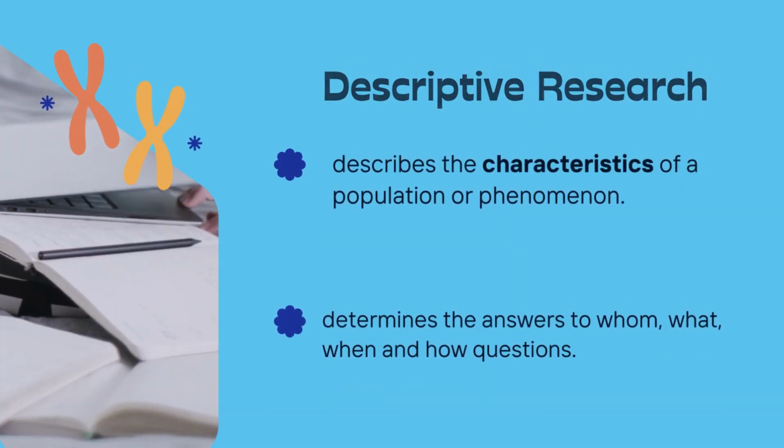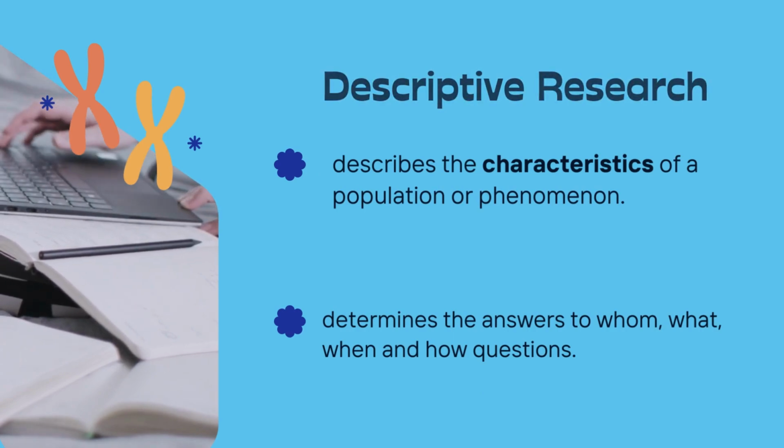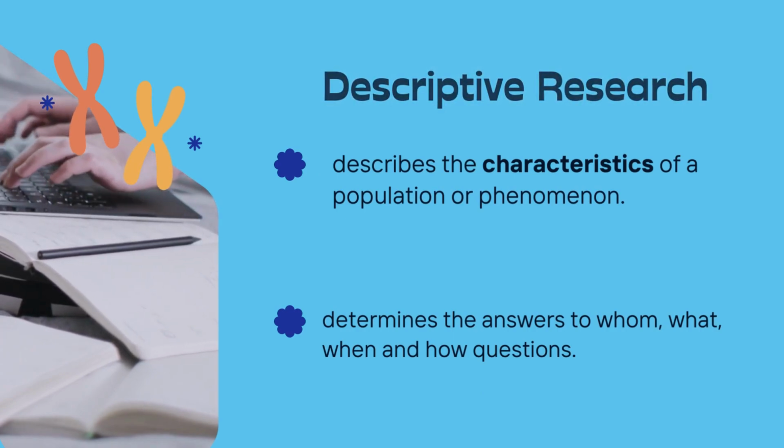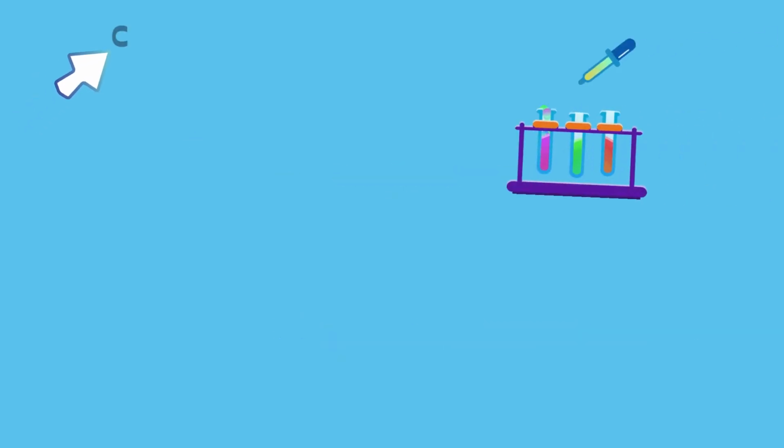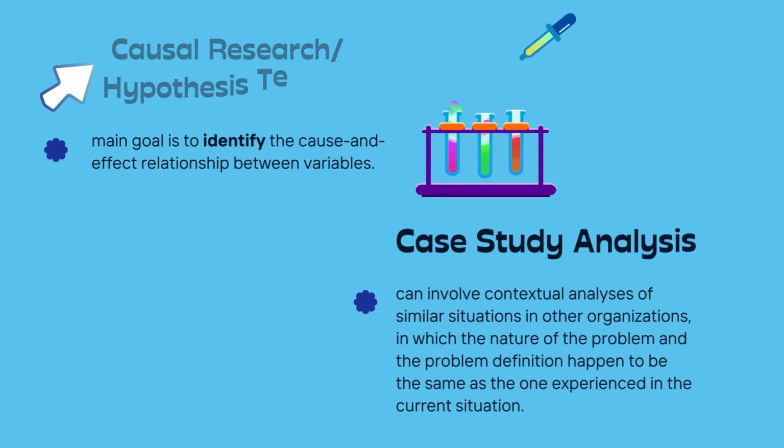Second, descriptive research. This describes the characteristics of a population or phenomenon. It determines the answers to whom, what, when, and how questions. Third, causal research or hypothesis testing. The main goal is to identify the cause and effect relationship between variables.